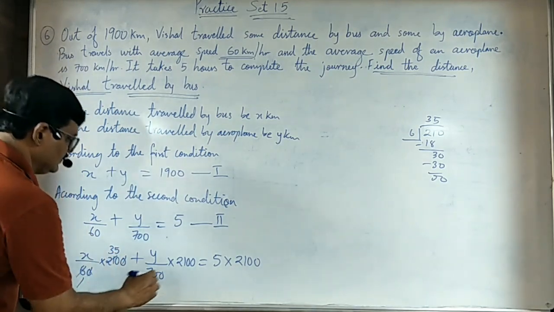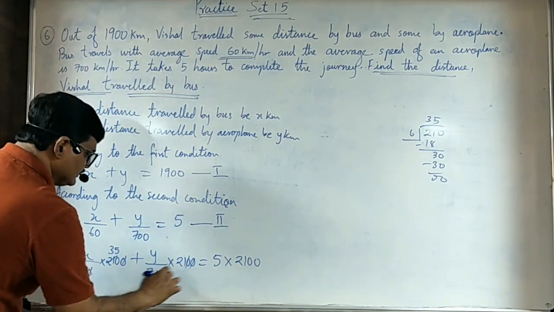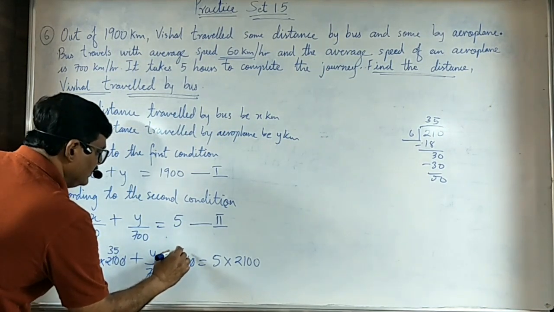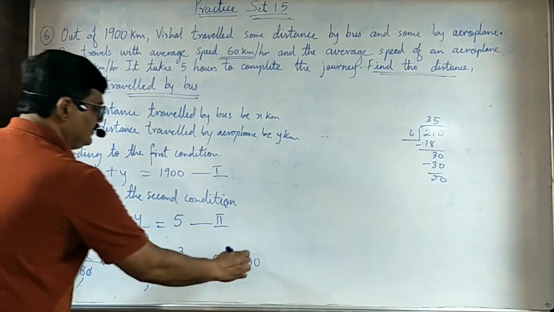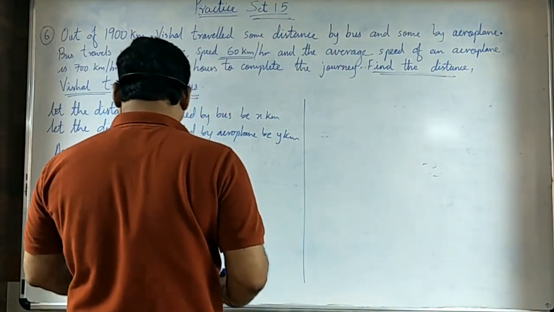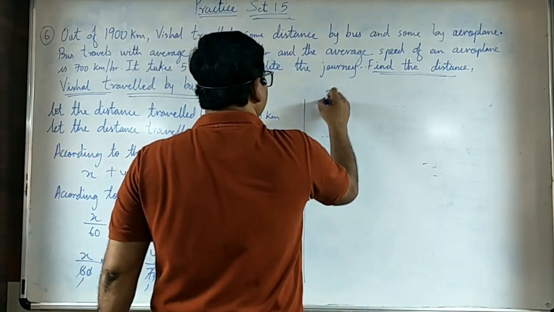Then this 0 and 0 is getting cancelled. 7 1s are 7, 7 3s are 21. So here you have to multiply. So the second equation will be coming, where over here is 35.